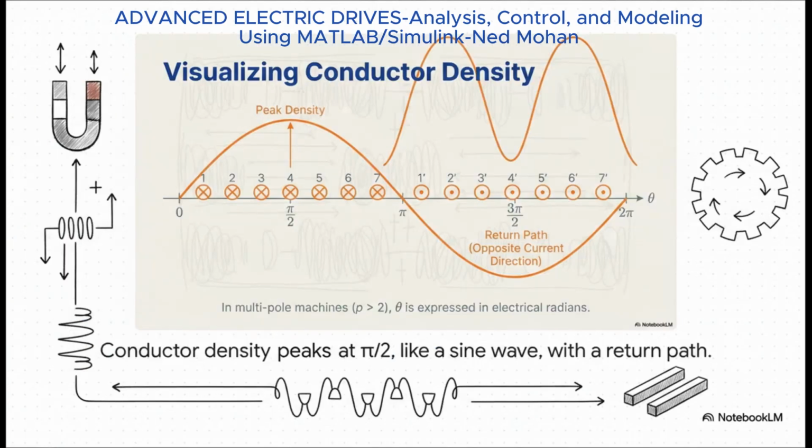And check out this graph. It's the perfect picture of what we were just talking about. You can literally see how the wires, represented by those little dots, are clustered together. The highest concentration is right there at the 90-degree mark, or pi over 2. And then on the other side, you've got the return path, carrying that current in the opposite direction. It's really like a beautifully choreographed dance of wires, all to create one perfect magnetic field.